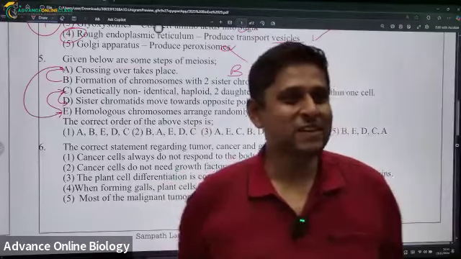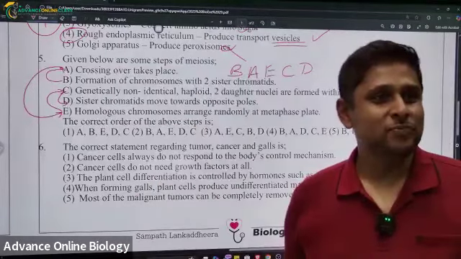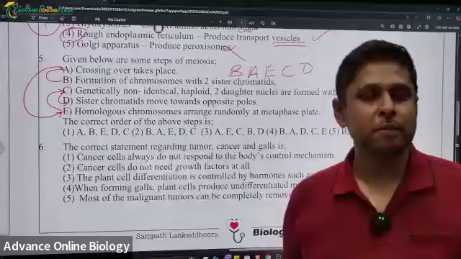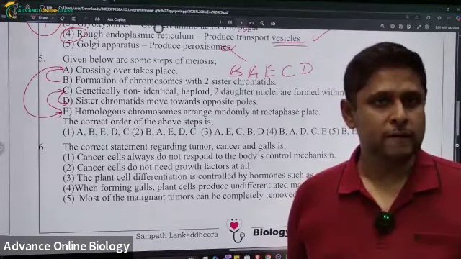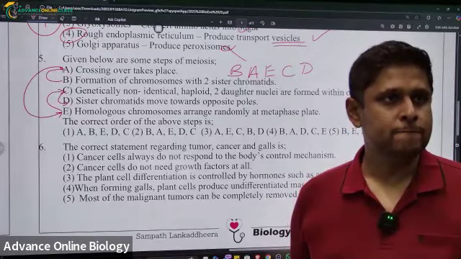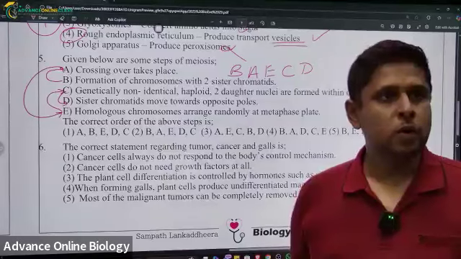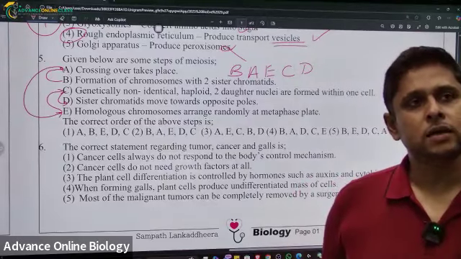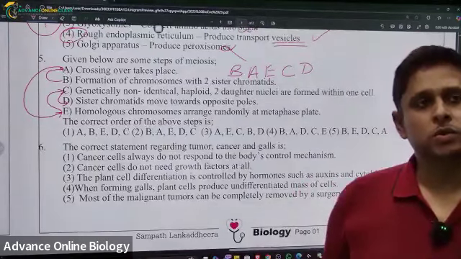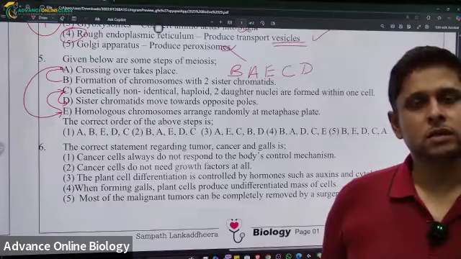Right, check those statements again. We'll see the phase. Crossing over takes place. What is that, people? Prophase 1. Okay, prophase 1 crossing over. Formation of chromosome with two sister chromatids.